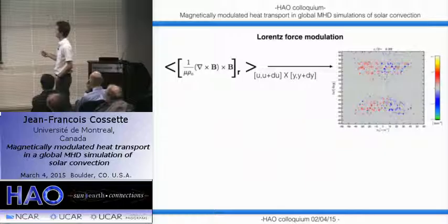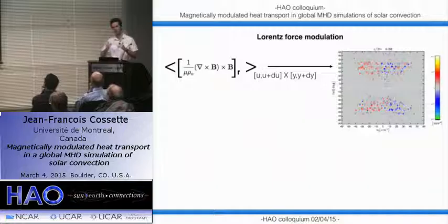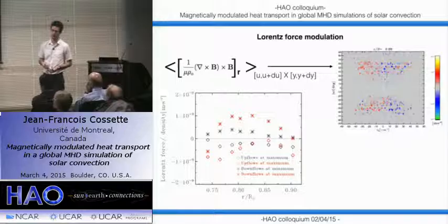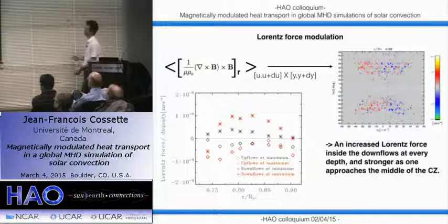So just come back here. If I take an average of the Lorentz force inside the upflows and the downflows, and average this quantity over every maxima and every minima, I get this plot, which shows the change in the Lorentz force as a function of depth for maxima and minima. And what you see is what you expect, especially in the downflows.